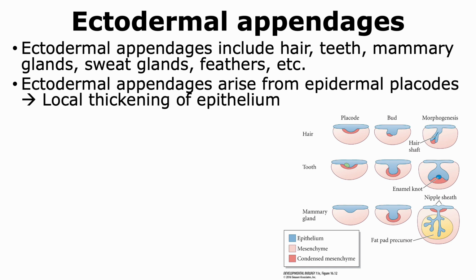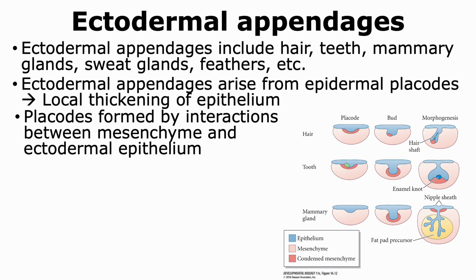These ectodermal appendages arise from epidermal placodes. As we learned earlier, placodes are local thickenings of epithelium. Remember, epithelium is a sheet of cells that are tightly bound to each other, and we can find epithelium in the ectoderm germ layer, the mesoderm germ layer, and even the endoderm germ layer. However, ectodermal appendages arise from epidermal placodes. These placodes are formed by interactions between the mesenchyme and the ectodermal epithelium.